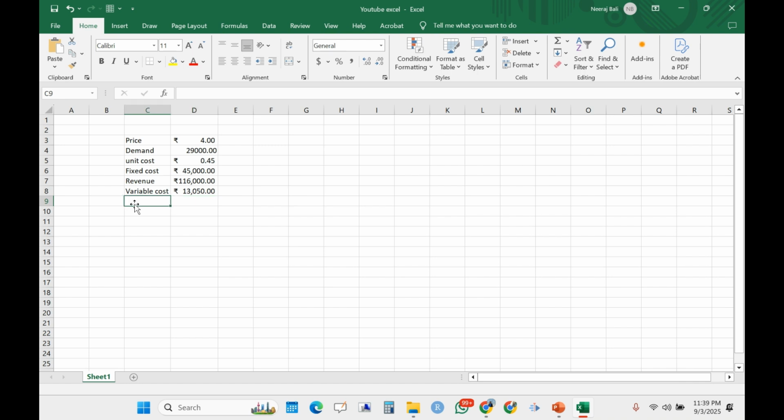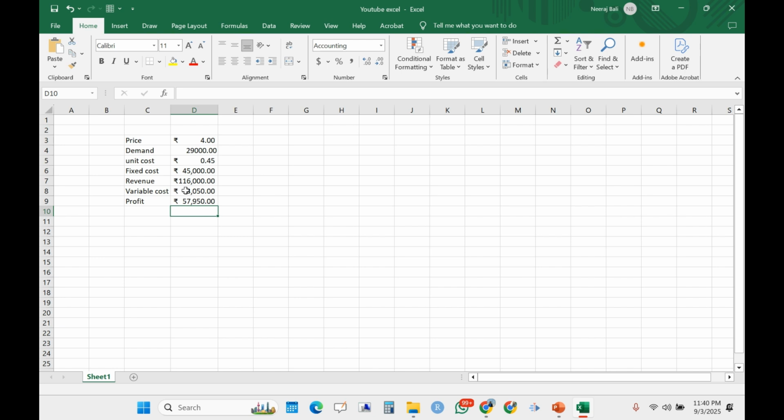Now let us calculate the profit. Profit is nothing but revenue minus the fixed cost minus the variable cost, revenue minus all the costs. This comes to 57,950, which is our profit.